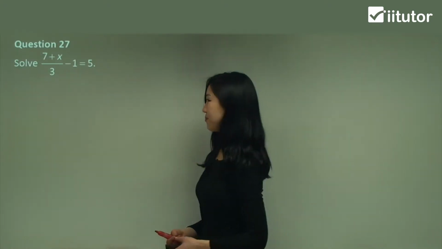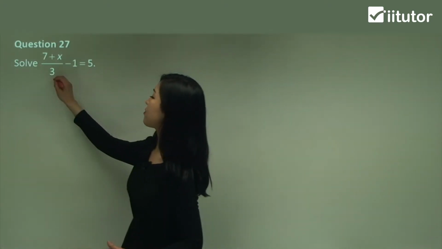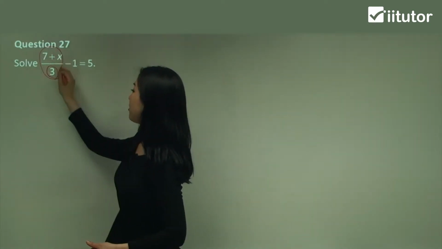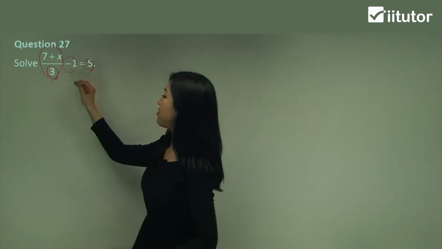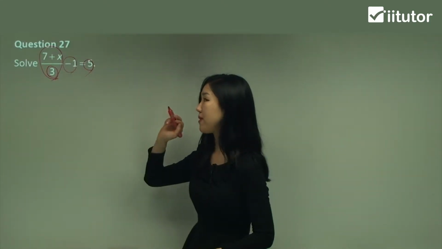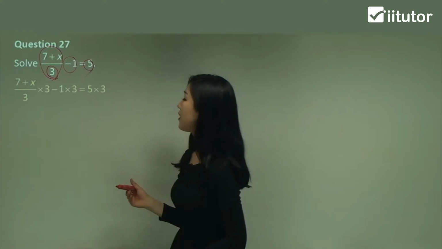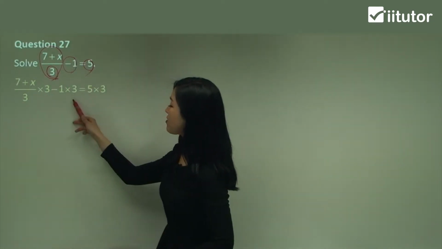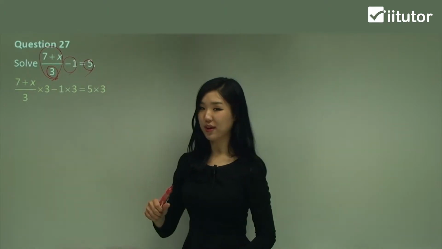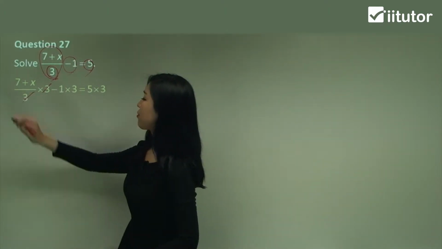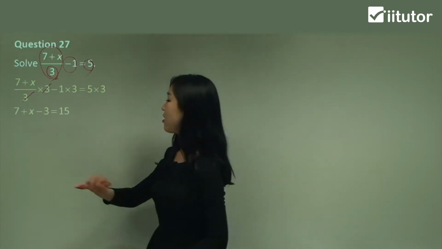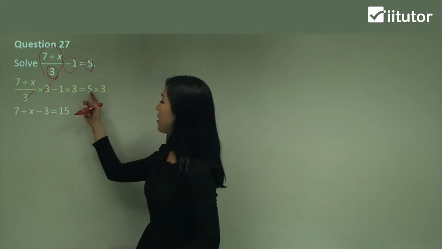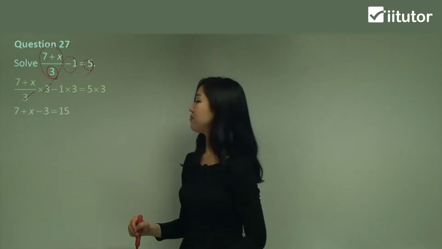Okay? So question 27. What's the denominator here, guys? You tell me. Yes, the denominator is 3. So I'm going to go ahead and multiply 3 to the fraction, to -1, and to 5. So multiply 3 to everything in the equation, like this. So (7 plus x) over 3 times 3, -1 times 3, 5 times 3. And you can see that this 3 and this 3 will cancel out. So we just have 7 plus x, -1 times 3 is -3, and 5 times 3 is 15.